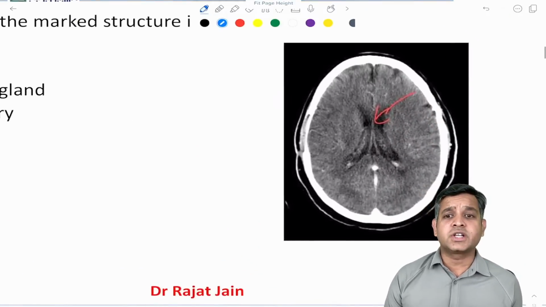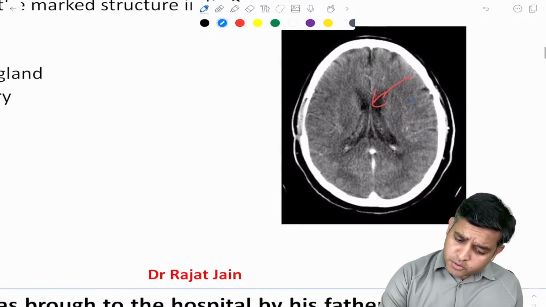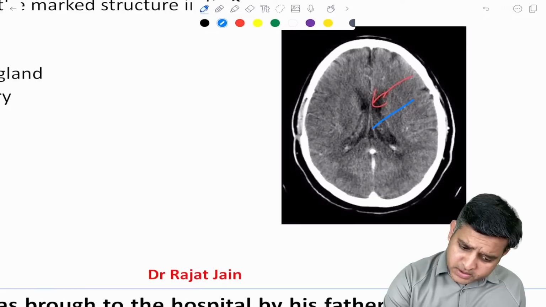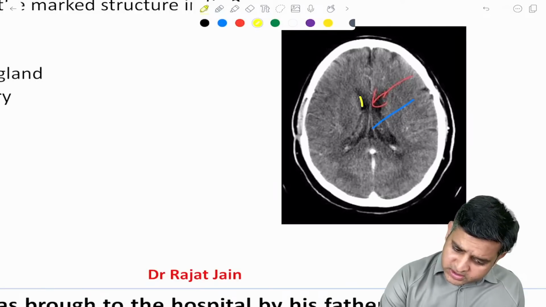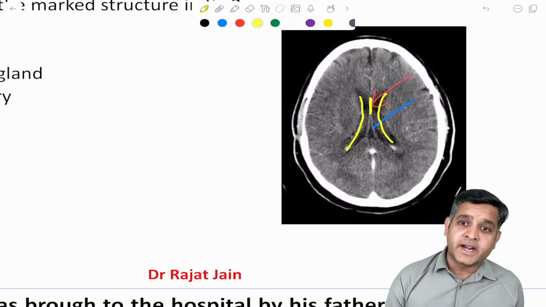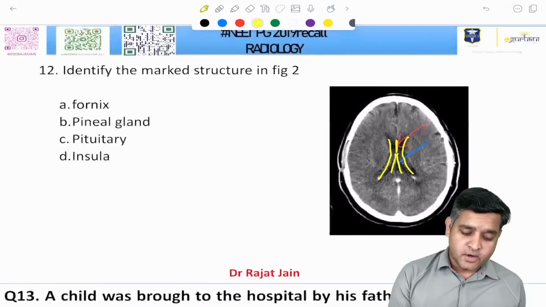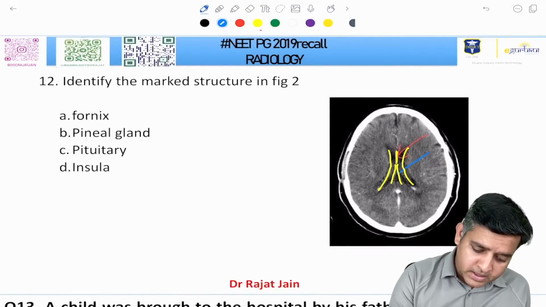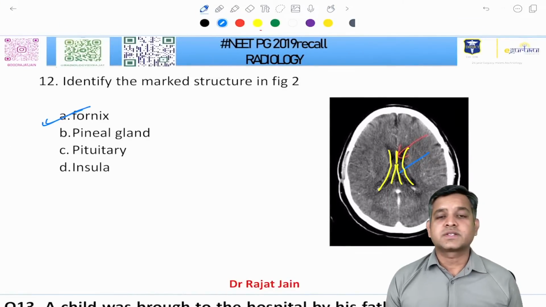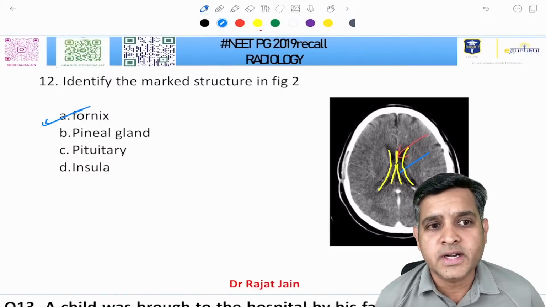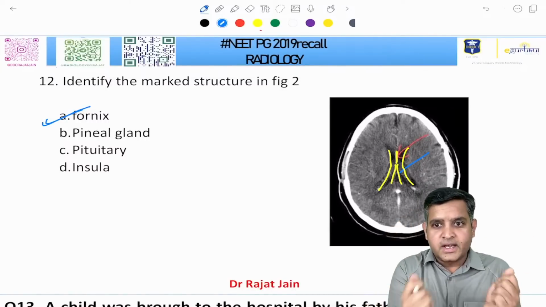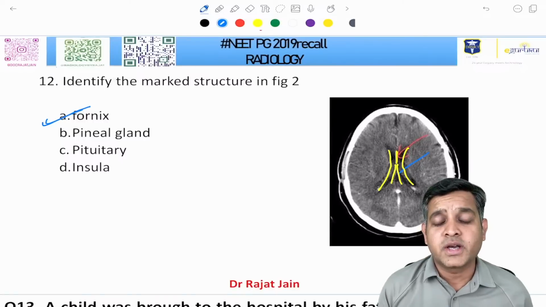Identify the marked structure in this figure. Okay, the arrow is not pointing properly. This should have been the place of the arrow. So these are two lateral ventricles. There is a septum pellucidum dividing the two, and the two thread-like structures coming from them are nothing but the fornix. Alright, and they are going to go posterior inferiorly and culminate into the mammillary body.